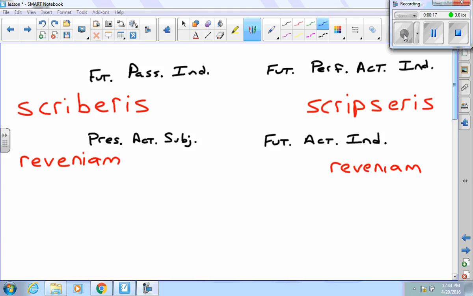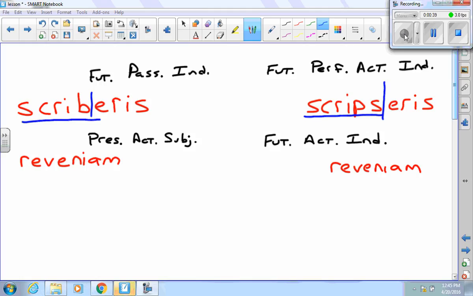In the future passive indicative, we have the scrib, which is our present stem. In the future perfect active indicative, you have the perfect stem. It's really the only way to tell these two apart. If you don't know the forms of the word you're dealing with, it's very, very difficult to tell them apart.